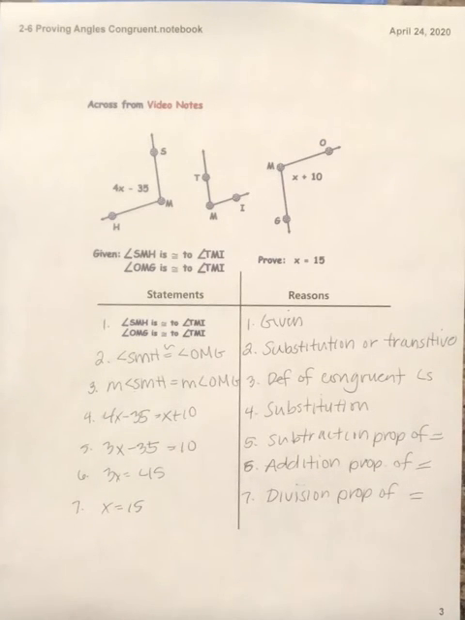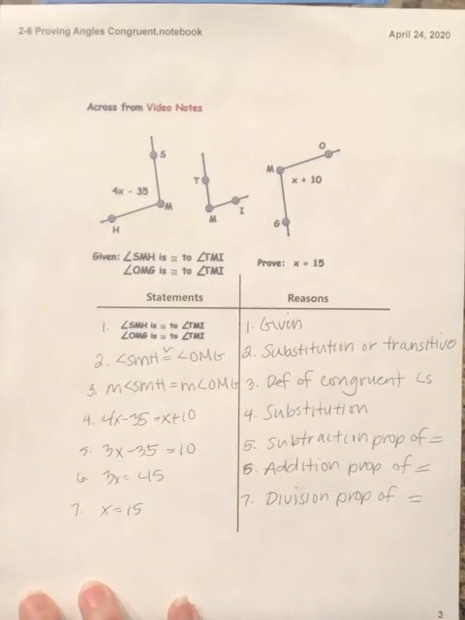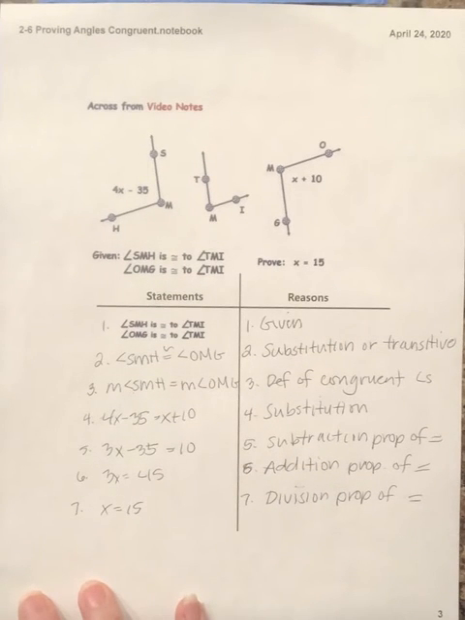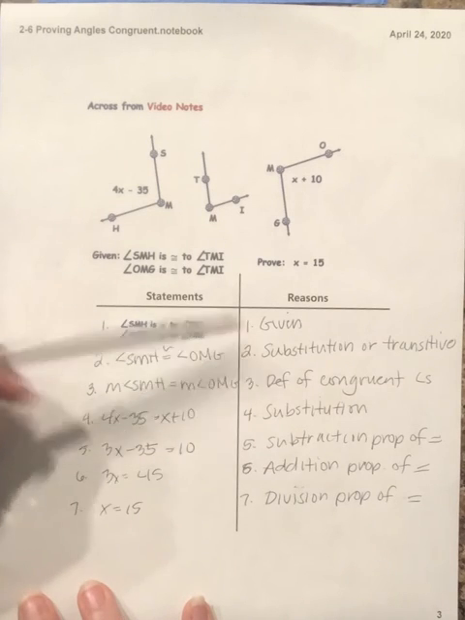And then the last page here is just using some of these to do another little bit of a proof. So I have these three angles here, and two of them are marked with some kind of an expression. This one is not, and I'm given that angle SMH is congruent to angle TMI, and angle OMG is congruent to angle TMI, and I am supposed to prove that x equals 15. So again, the first thing I write down is my givens exactly the way that they're given, and the reason I can say that is because they were given.